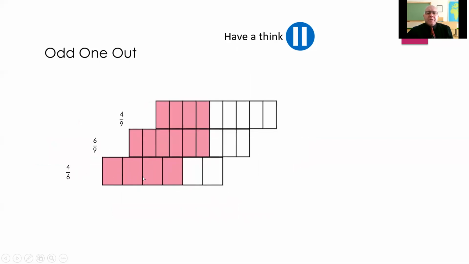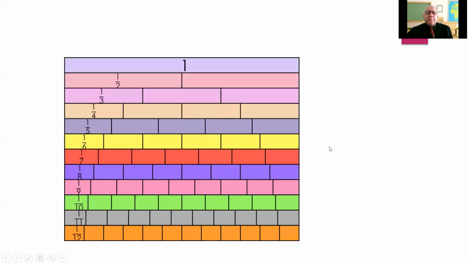Now, hopefully you can see that these bottom two are equal in size. The top one, the 4/9, is quite a lot smaller. So these two, 6/9 and 4/6, are the same. They're equivalent. 4/9 is quite a bit smaller. So that one is the odd one out.